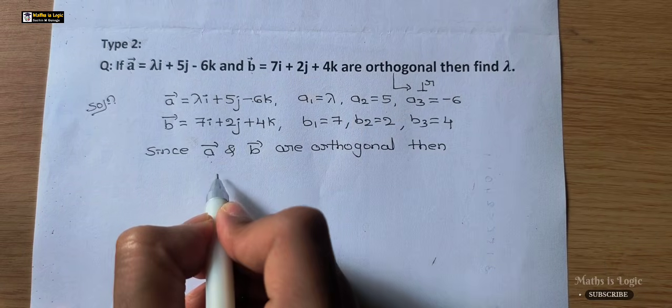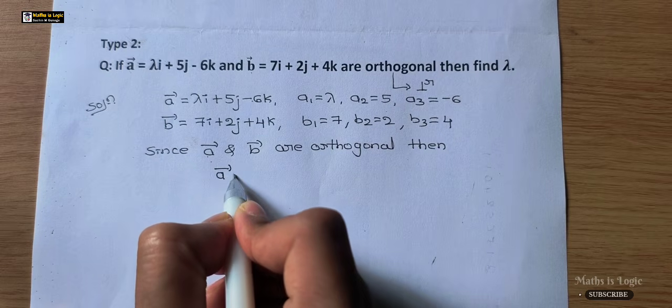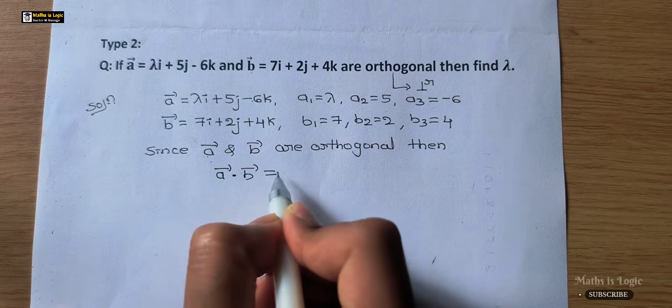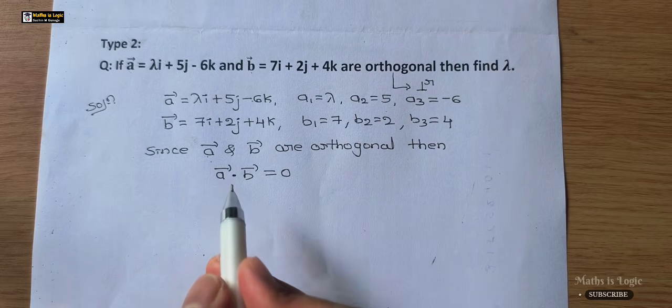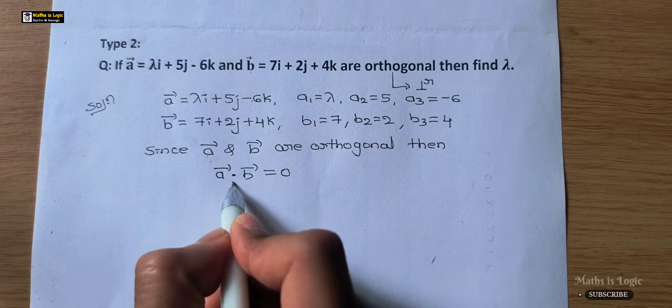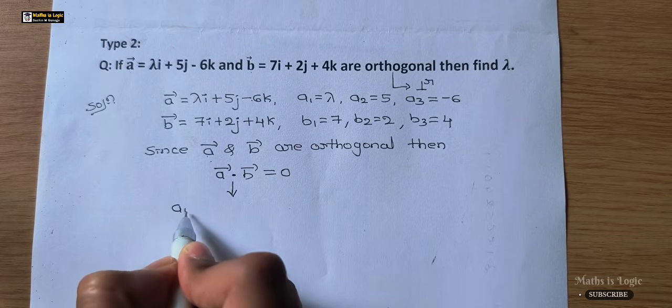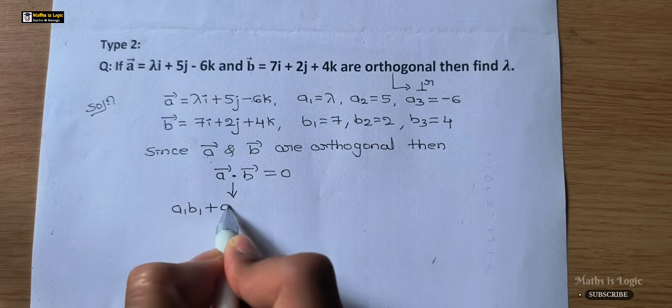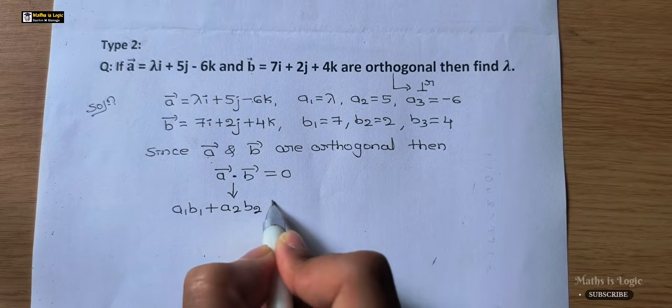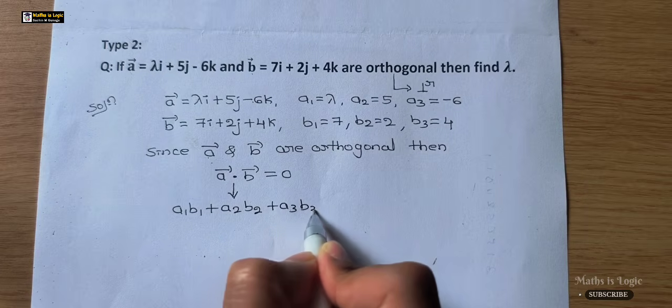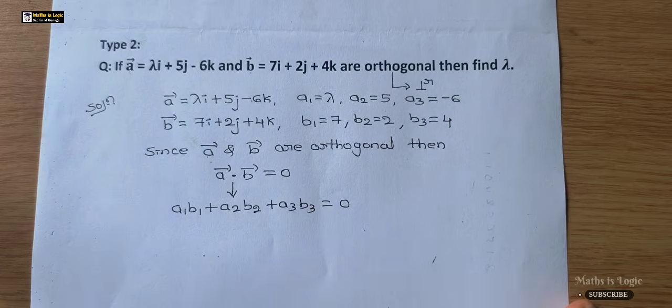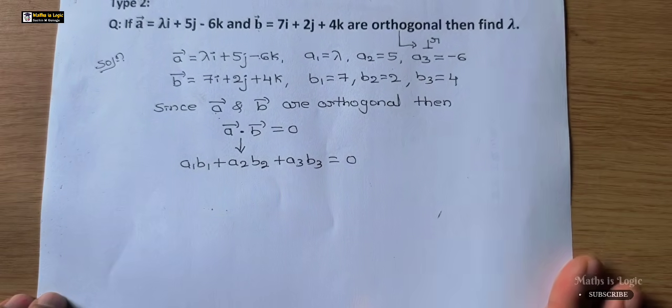then we know this condition. What is that condition? A vector dot B vector is always equals to 0. So this is the condition. Next, this A vector dot B vector formula we know. So what is that formula? A1 B1 plus A2 B2 plus A3 B3 is equals to 0. After that, substitute the values.